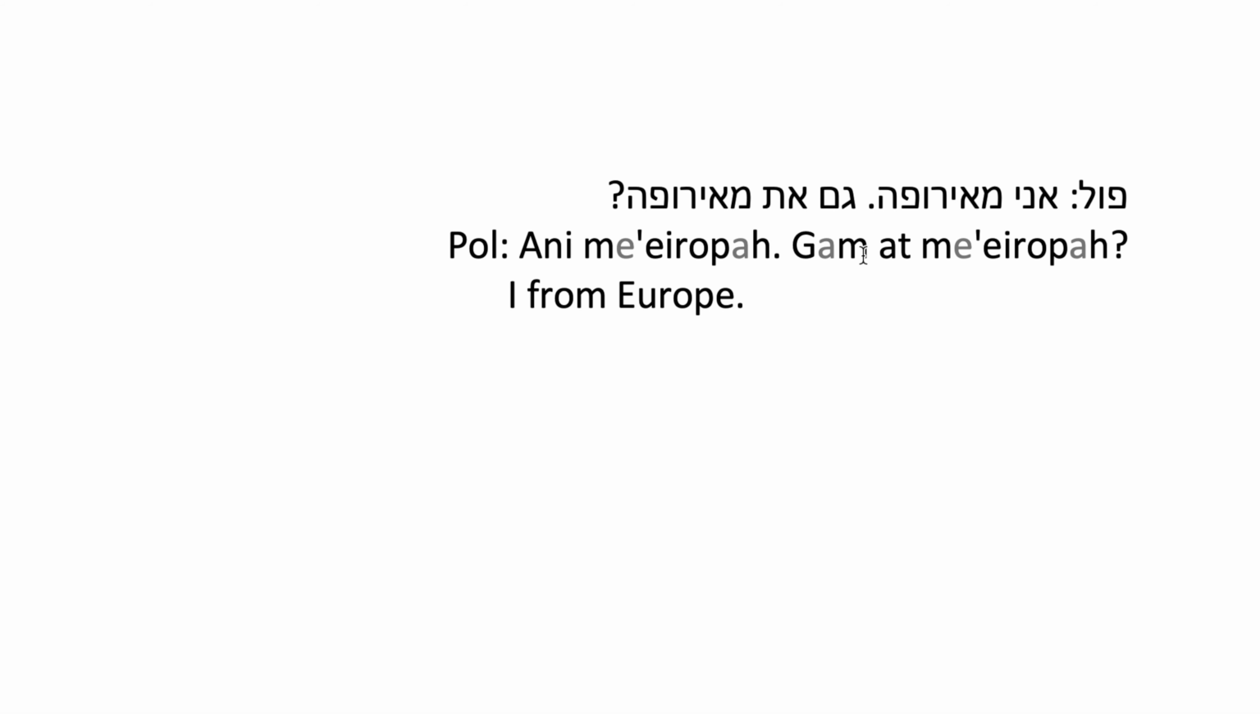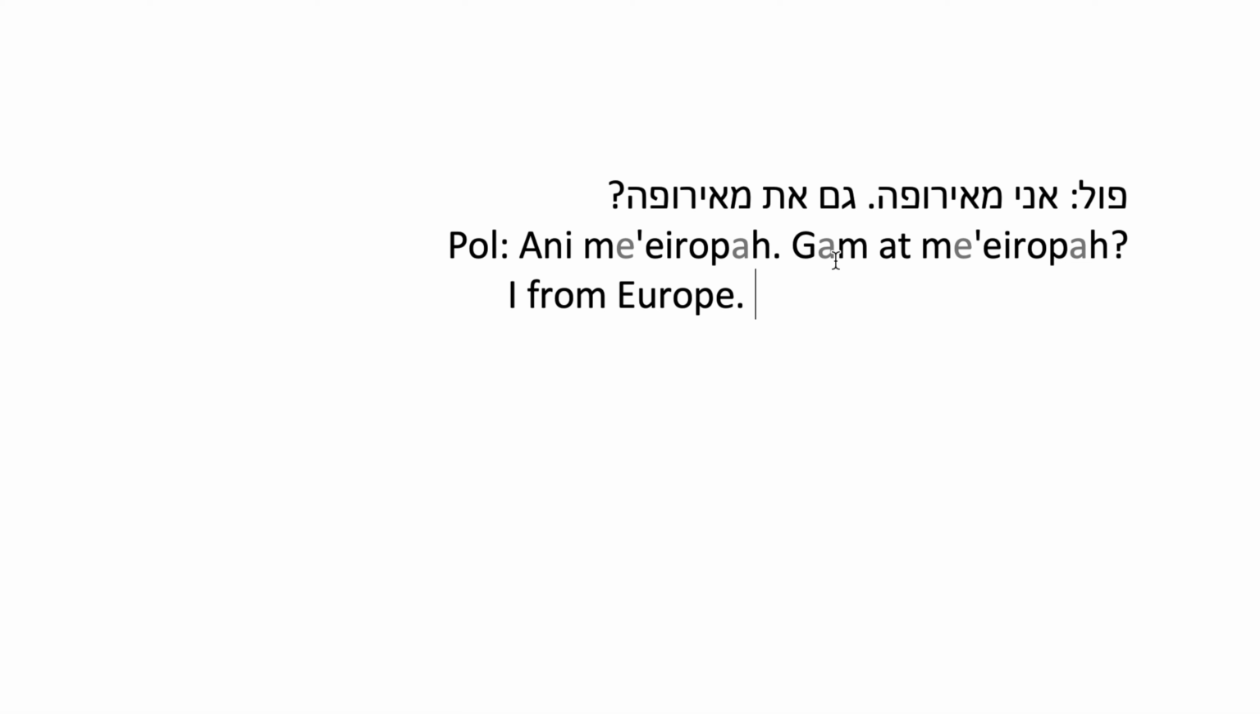Okay, next, gam at me Europa. So now the question, Paul returns the favor, or the question he asks, so are you also from Europe? Okay, so the new word we have here is gam, the gimel and the mem sofit, gm, gam. The a is not written, so this is why it is in gray here. It's a g and an m, gam. So of course you have to know that it's not gem, it's not gim, it's gam.